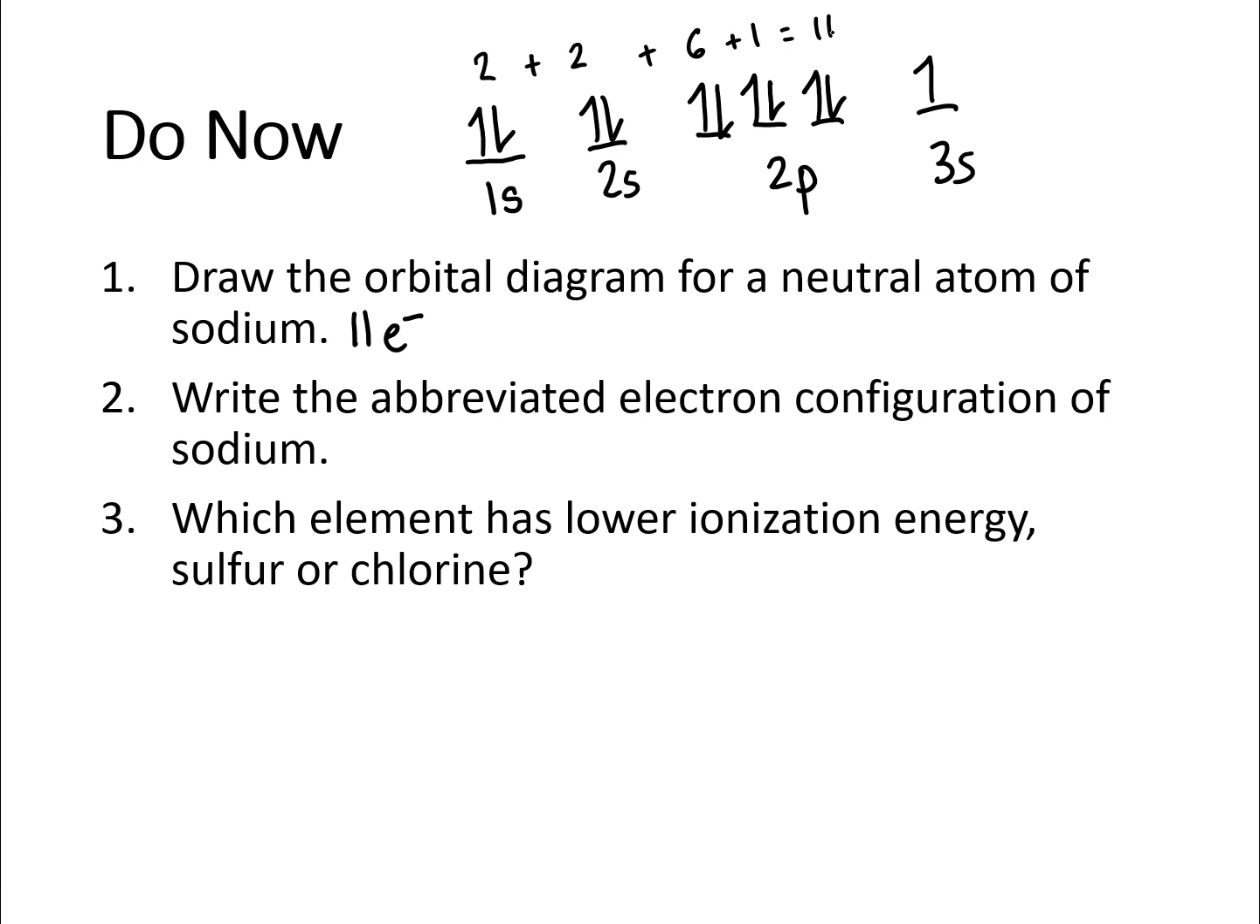For the abbreviated electron configuration, if you were able to do it, what noble gas did you use in your abbreviated electron configuration? Yeah, you're going to use neon. And then the only thing that we have to do is fill in the difference between neon and sodium, which is that 3s1.